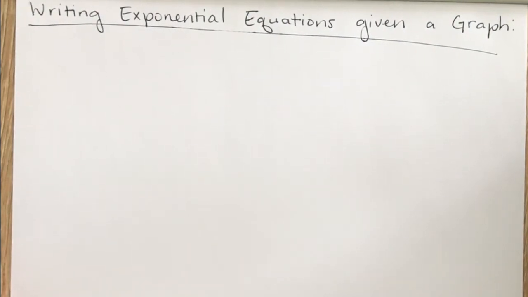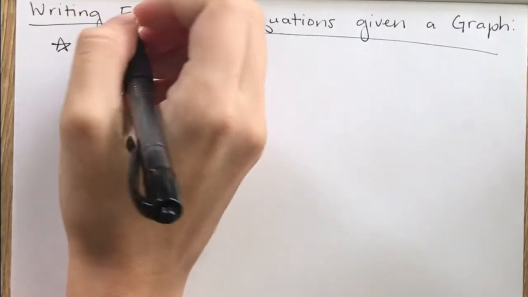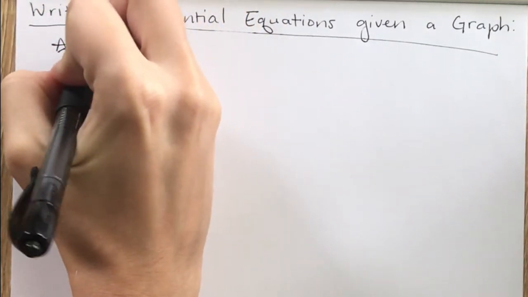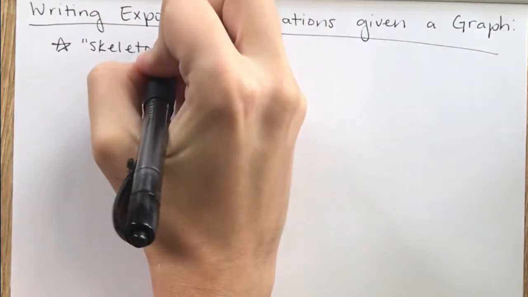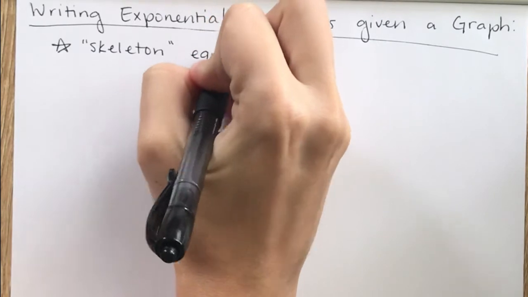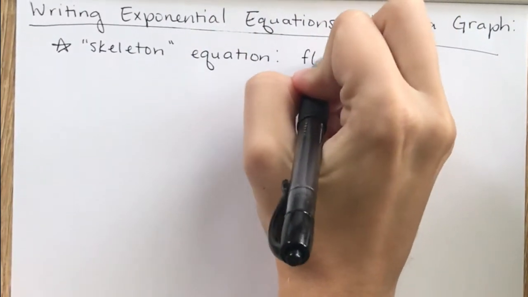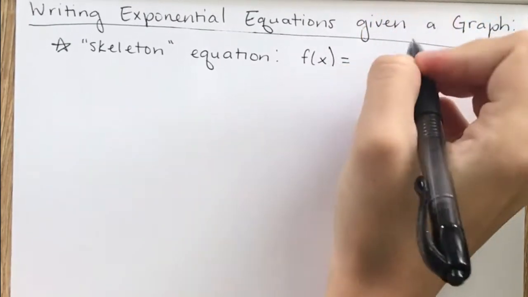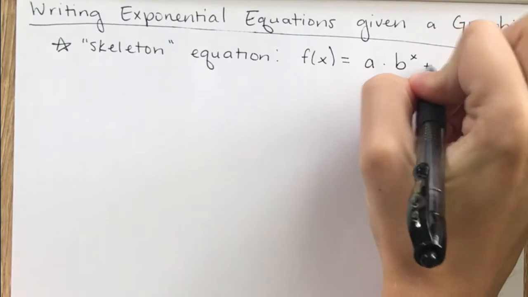I am just going to start out by listing some steps that we can use to find an exponential equation given a graph. We're going to start with this sort of skeleton equation. You don't have to call it a skeleton equation or anything. It's just kind of a formula: f of x equals a times b to the x plus c.